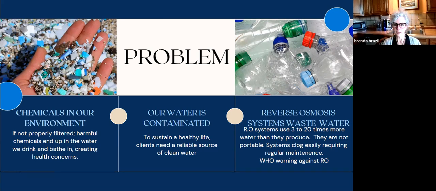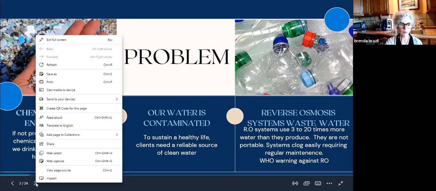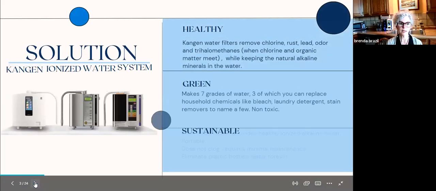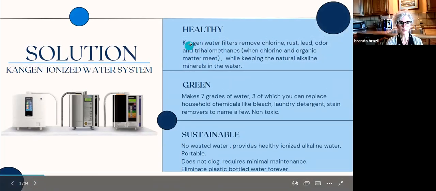So as you can see, bottled water is becoming a huge problem. It's not being recycled and it's ending up in our landfills, ending up in the oceans. And then the fish eat it and they're starving because they think it's food and it's not food. So we have a solution. Kangen ionized water systems are healthy.